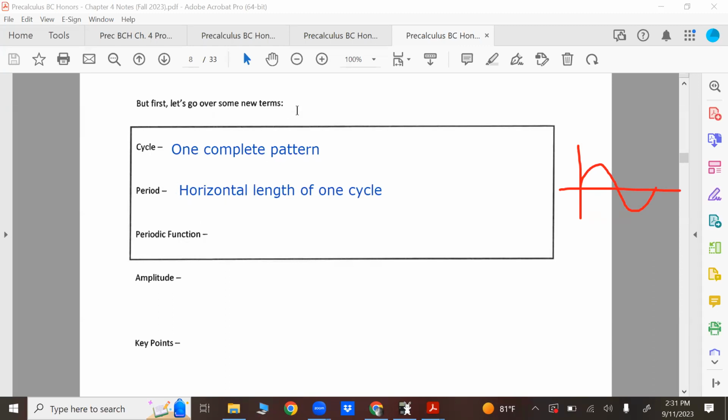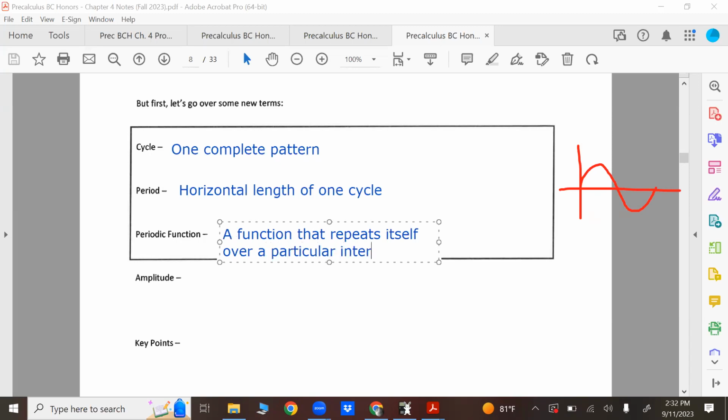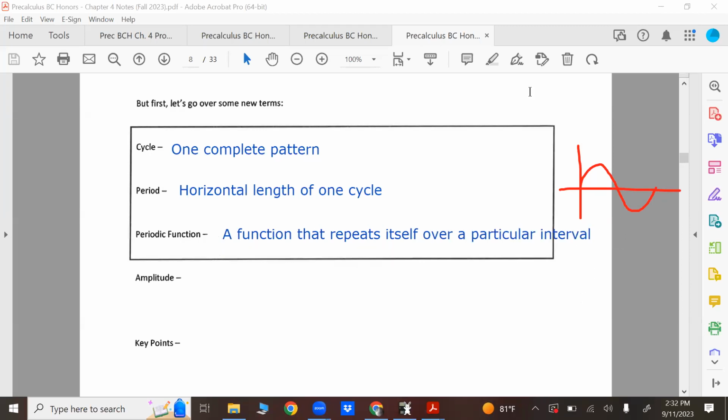And a periodic function, just in general, is a function that repeats over a particular interval. Like that's periodic, right? Because it just keeps going. It follows a certain interval, and then it repeats itself over and over again, right?